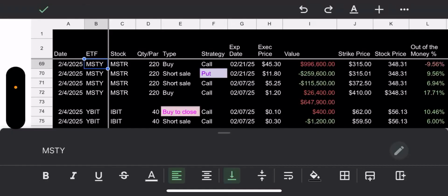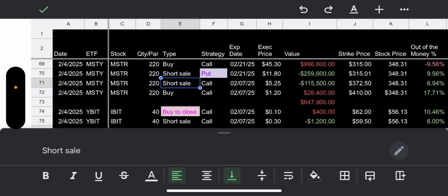So this is MSTY, the underlying MSTR, and then quantity. That's the number of contracts that they're trading. So what did they do? They did a buy call, sell put, okay? That simply means they added to their synthetic position, to their 315 strike, which is already an existing synthetic position. And then they used those 220 right away.